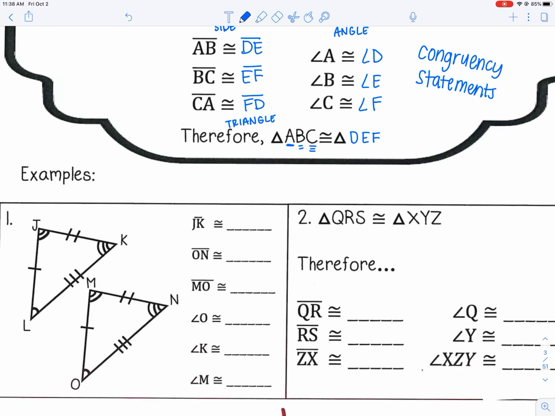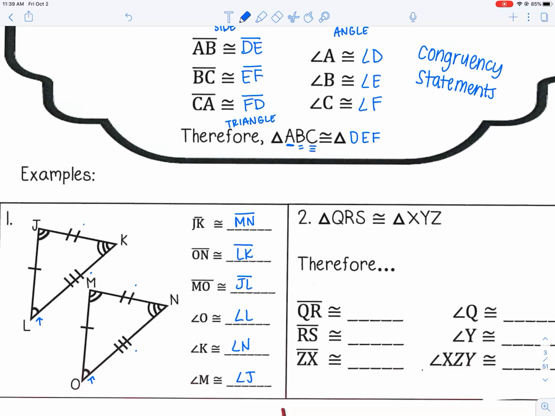So if you look at example 1, side JK has 2 tick marks, so it is congruent to side MN. ON has 3, so it goes with LK. And I go L to K because O had 1 tick mark, L has 1 tick mark. They are corresponding angles. And then N corresponds to K. Then MO is congruent to JL. Angle O is congruent to angle L. Angle K is congruent to angle N. And angle M is congruent to angle J.